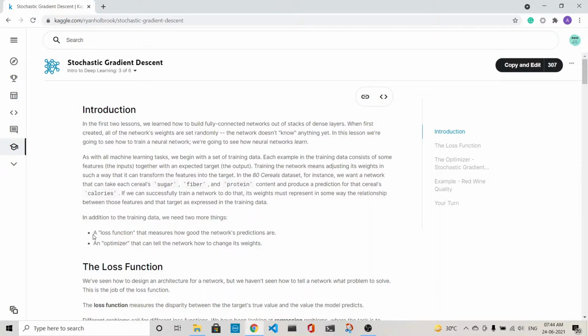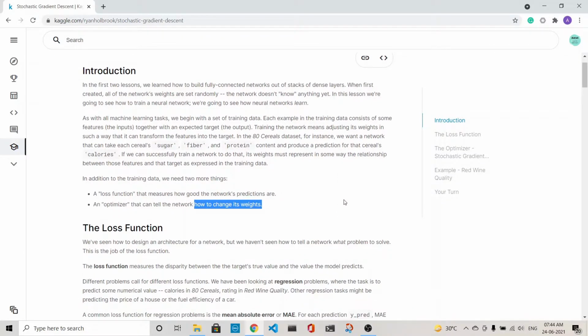What is a loss function? A loss function is one that measures how good the network's predictions are, and the optimizer can tell the network how to change weights. So these two are the most important things.